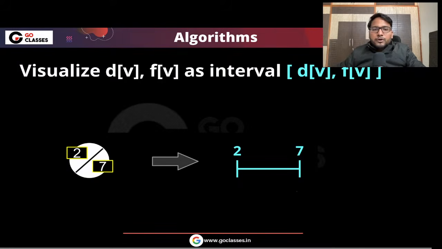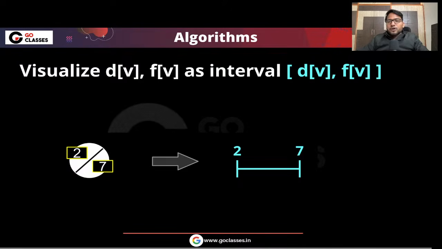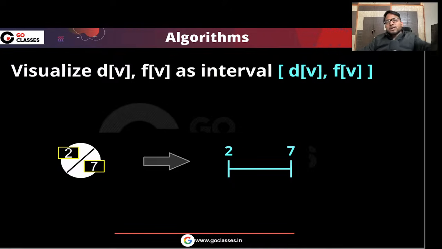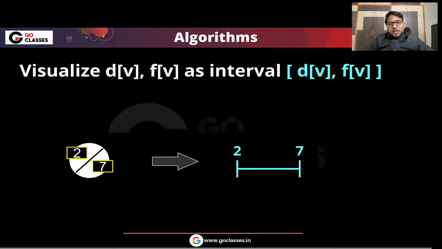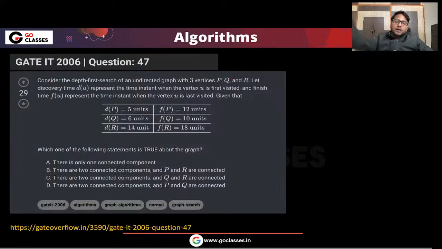If that is visible to you, let me make it a little bit smaller. So what they are saying is that you can visualize this particular interval like this. Earlier we were writing like this, now we will see it as a bar. We will visualize like this. Okay, now let's just solve this question.